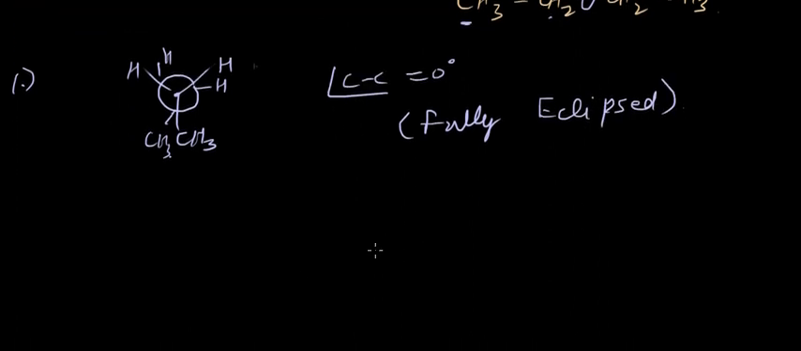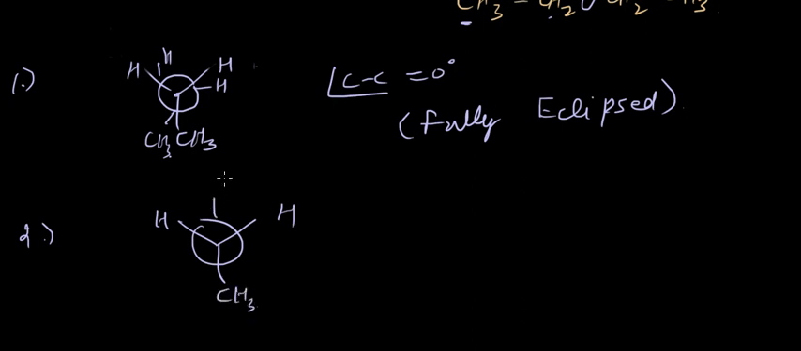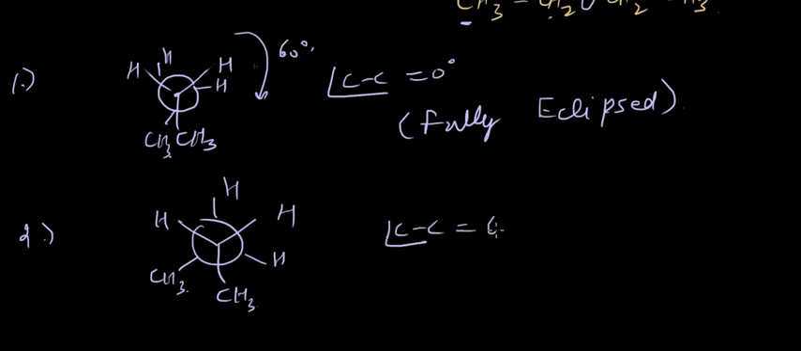Okay, second is when we rotate the second carbon atom by 60 degrees, we would have something like H, CH3 and rotate it by 60 degrees. So we would get H, rotate this by 60 degrees, then we would get H, H and CH3. So the bond angle between substituents of the first carbon atom and the second carbon atom is 0. Okay, so this is called gauche form.